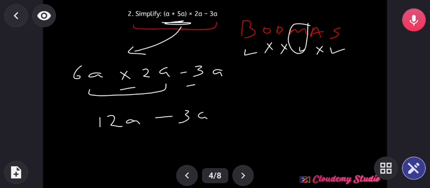12a minus 3a will give us 9a, which means this is simplified. That's our answer. Let us move to another question, which is a plus 5a multiplied by everything here.